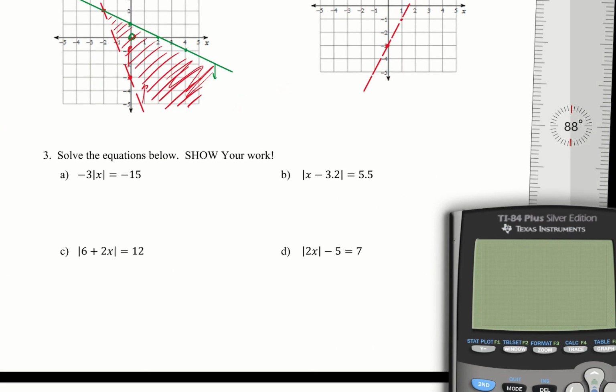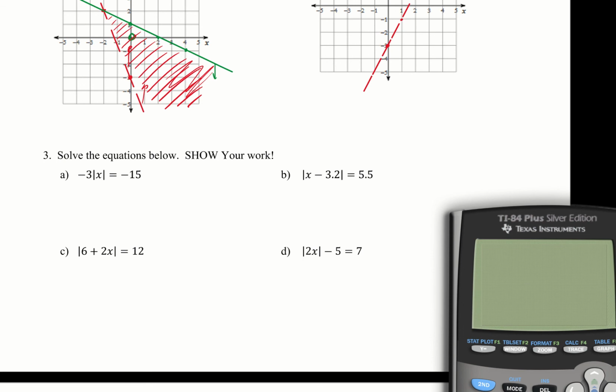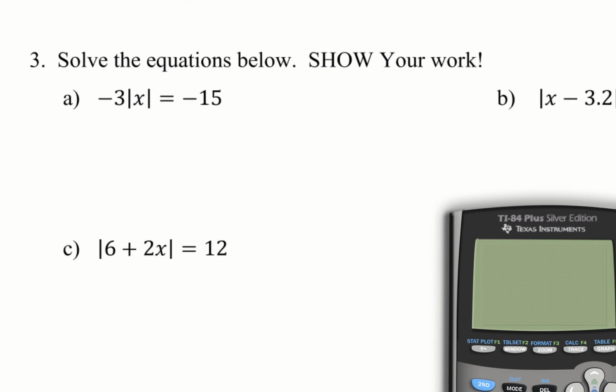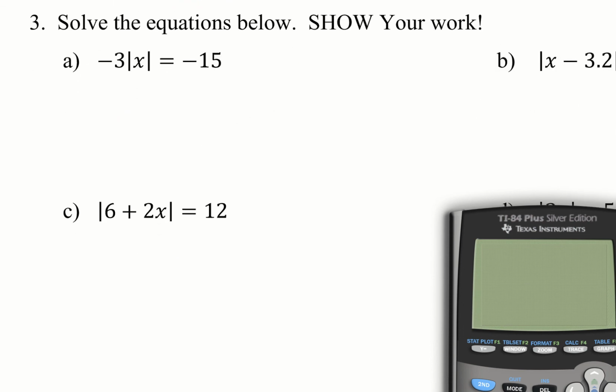Let's go on to question number 3, solving some absolute value equations, not inequalities, just absolute value equations. It's very similar to absolute value inequalities. But let's take a look at the first problem here.